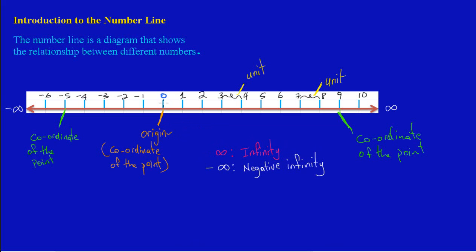Okay, now when you're at 0, the numbers to the right of 0, they increase in value, while the numbers to the left of 0, they decrease in value. Okay guys, so basically that's a typical introduction to the number line.